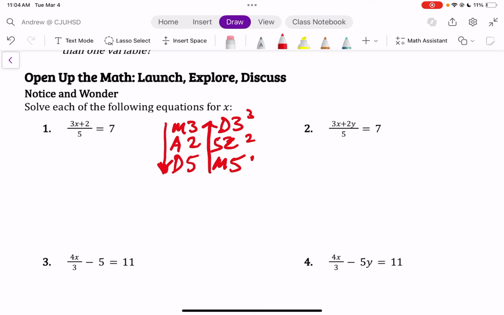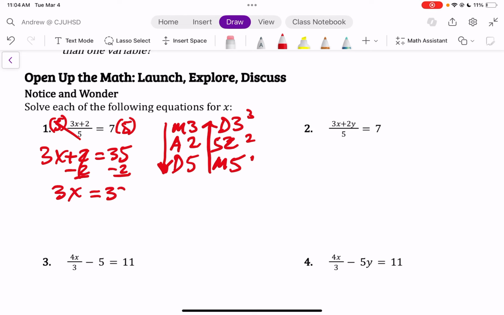So if we follow these 3 steps, 1, 2, 3. If we multiply by 5, then the 5's will cancel. We have 3x plus 2 equals 35. Then we subtract 2. So 3x is 33. And finally, if we divide by 3, we'll get 11.